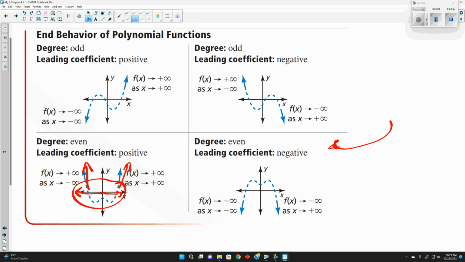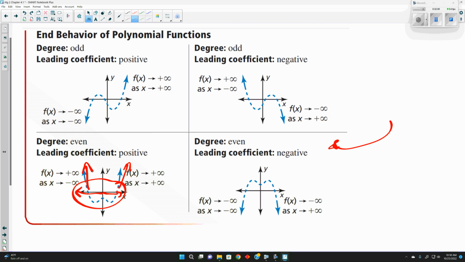And if it's negative, that means it's going to go down. So that means the y values, f of x, approaches negative infinity as x approaches positive infinity, and f of x approaches negative infinity as x approaches negative infinity. If we're talking about even degrees, f of x is going to go in the same direction. They're either both going to go up or they're both going to go down.